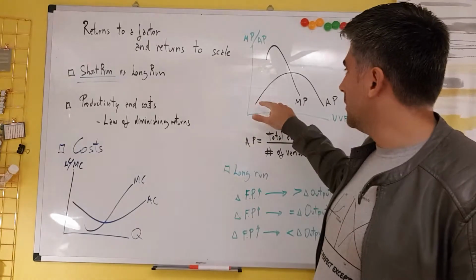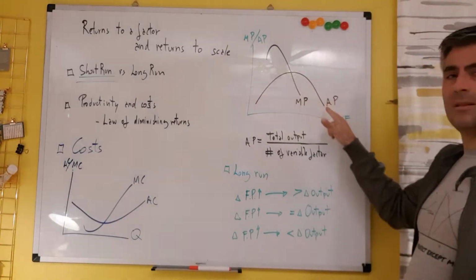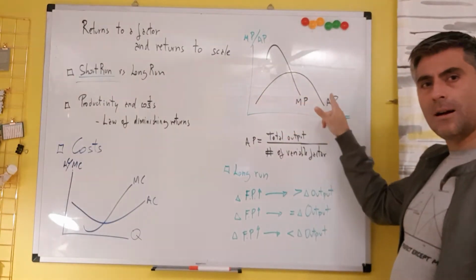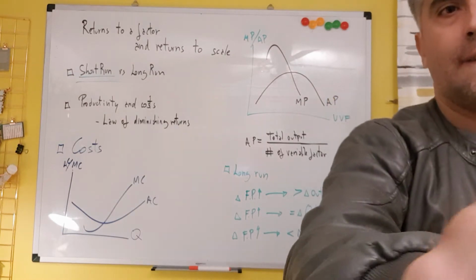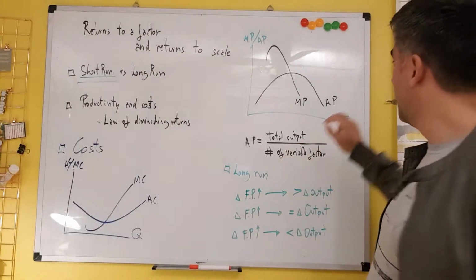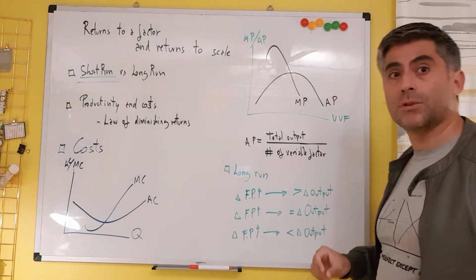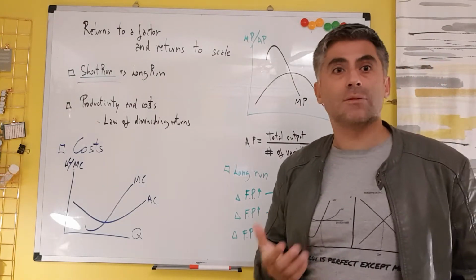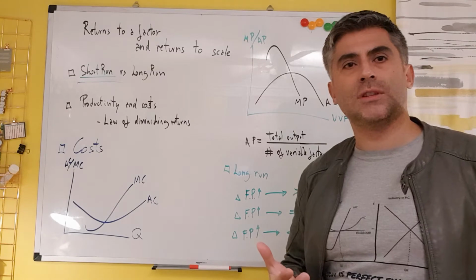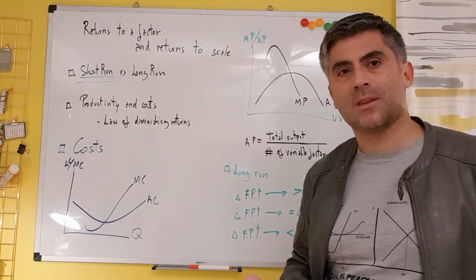Then we have the other one. It looks more like a rainbow. So it goes up and then down. And this one is the average product. The average product is how much each person is producing.